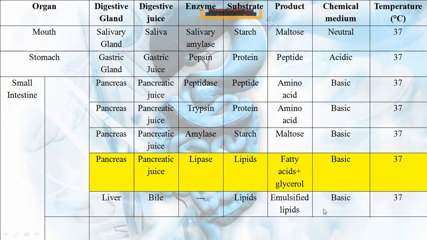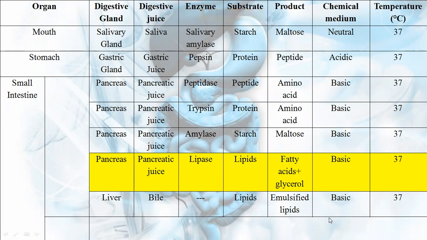Moving now to the liver. The liver secretes a juice called bile. As we said before, bile contains no enzyme. Bile works on lipids to give emulsified lipids in a basic medium, temperature 37.